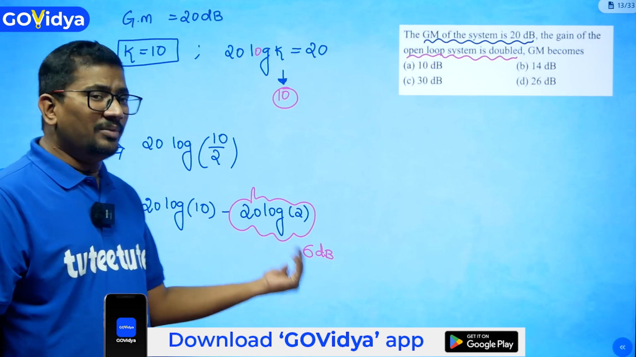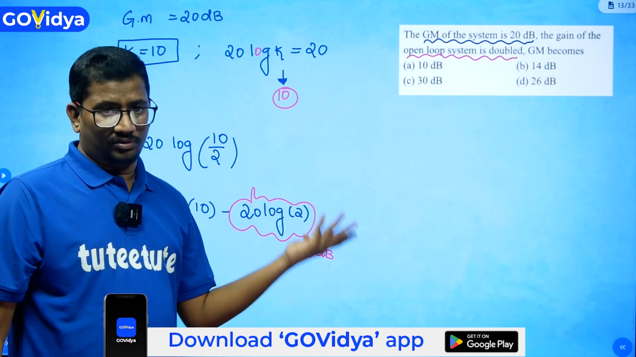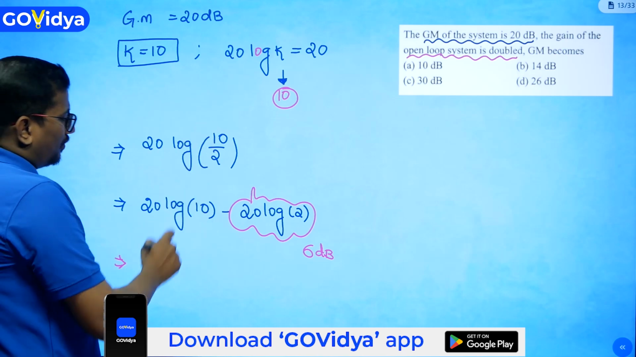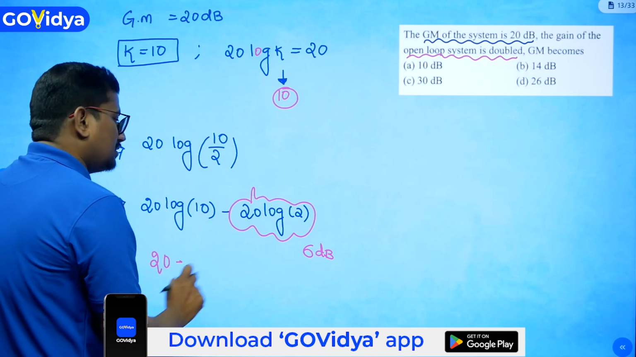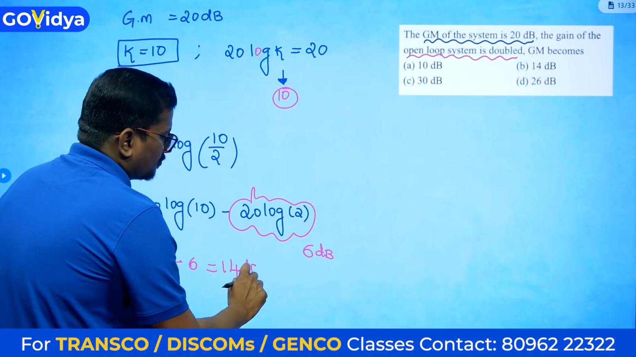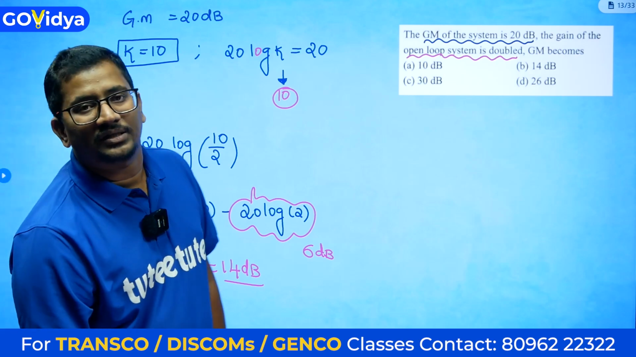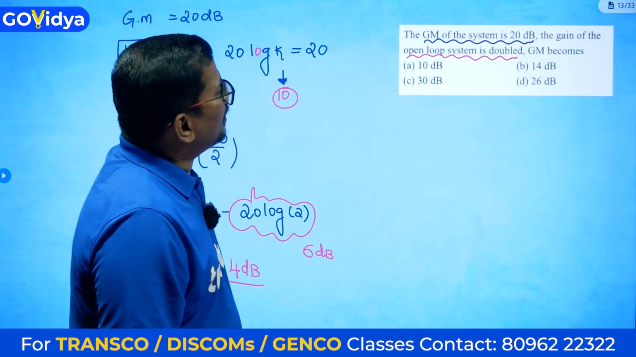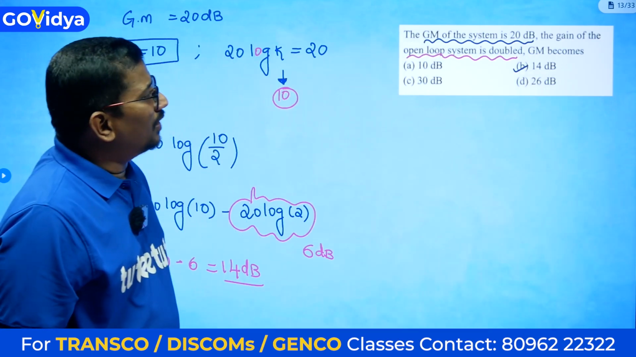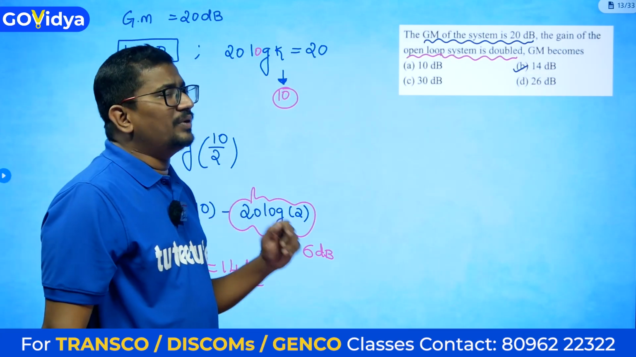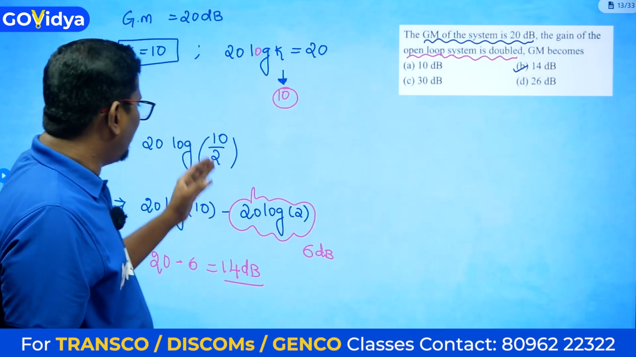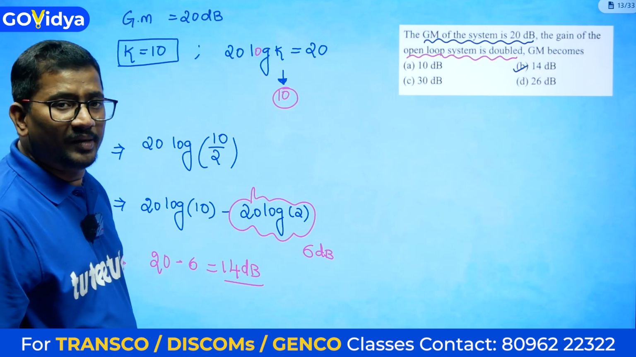If you want to get 12 dB, how to do this? It will become 4. So therefore what is this? 20 log 10, obviously we know 20, minus 20 log 2, 6, gives 14 dB. That's the answer. Clear enough? So therefore what is the answer? Option B is correct. So one logic we have to understand: if the gain of open loop system is doubled, its gain margin will be half of the actual value. So 10 by 2, and finally you will get this 14 dB.